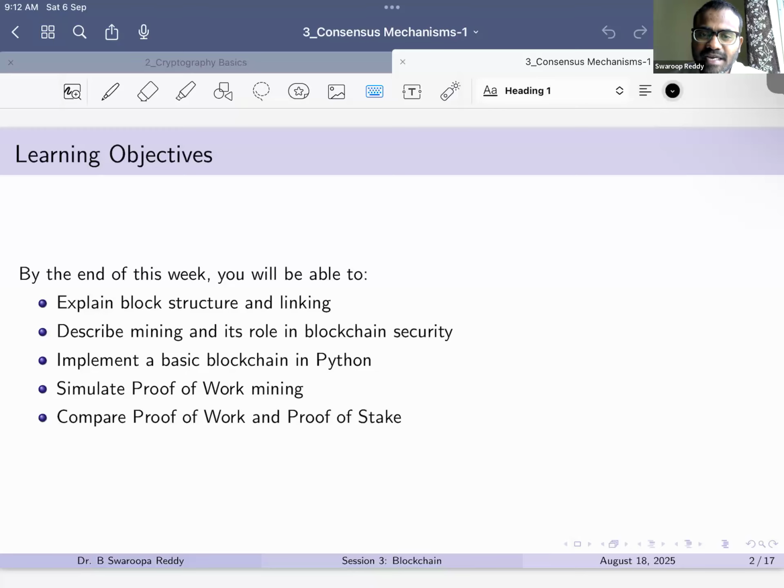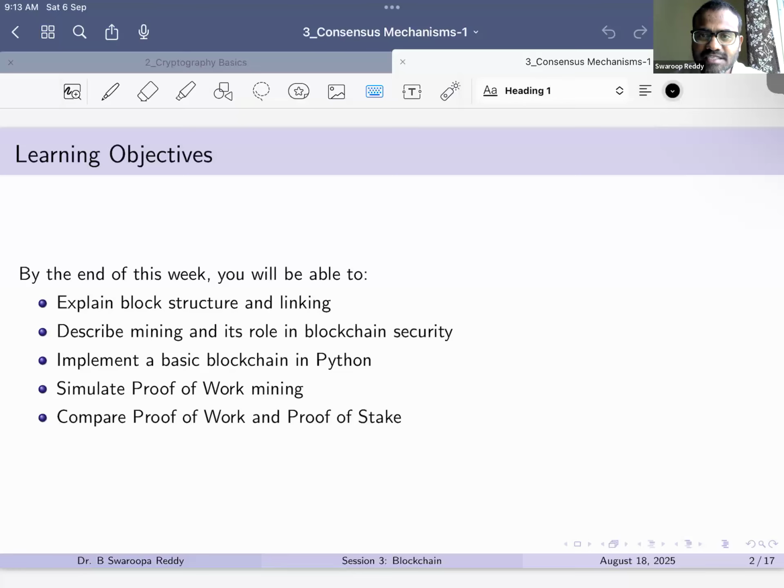So proof of work mining is the process of adding new blocks to the blockchain by linking through the previous block hash. We will discuss this in detail in the next slides. And also we will compare proof of work and proof of stake. Proof of work is a mechanism to add a new block to the blockchain in the Bitcoin blockchain, and proof of stake is a similar mechanism in the Ethereum blockchain, which is different.